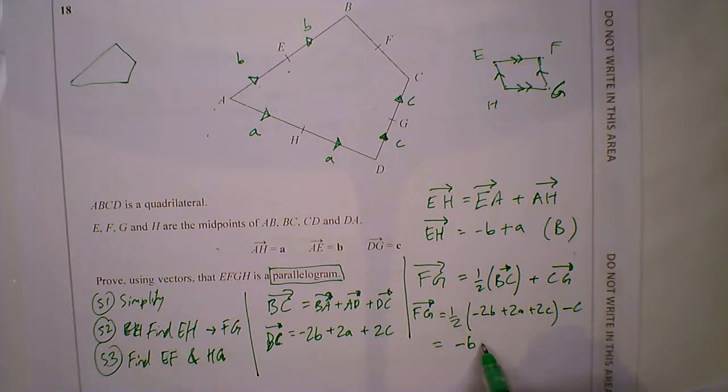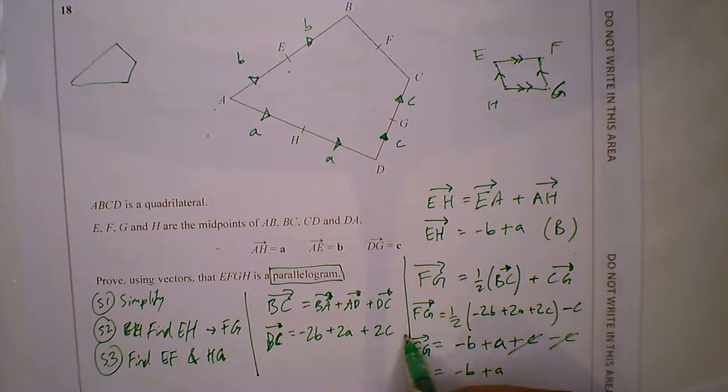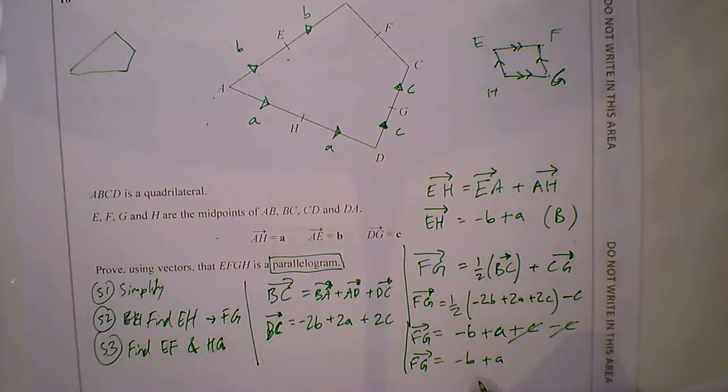Half of 2A is just A, plus A. Half of 2C is just C, minus C. You can see the C's are going to cancel out, so that is minus B plus A. So I've worked out what FG is. FG equals minus B plus A. All right, so I've got that.